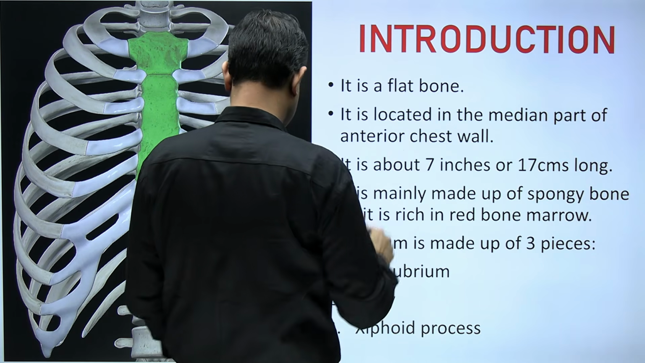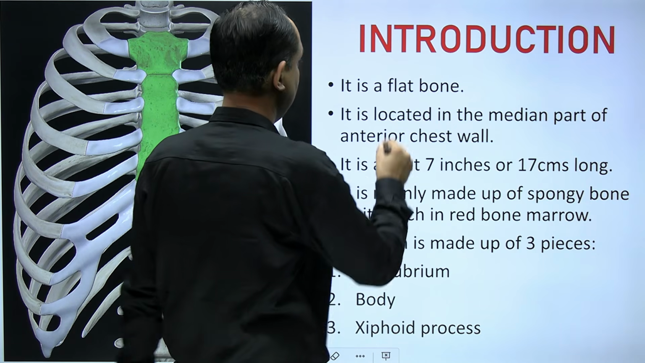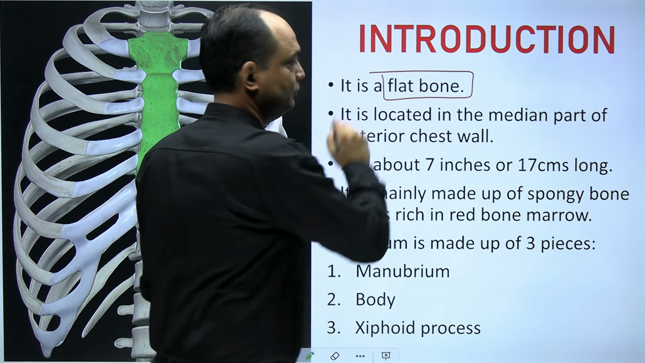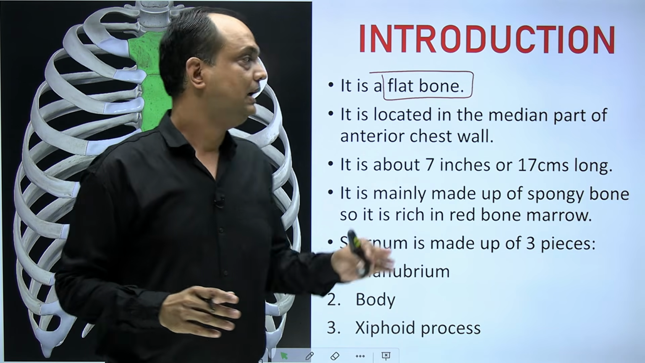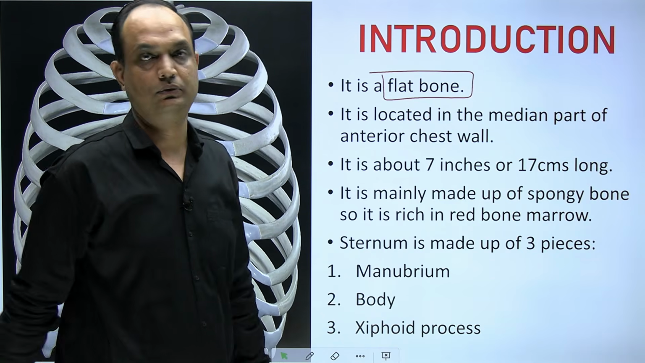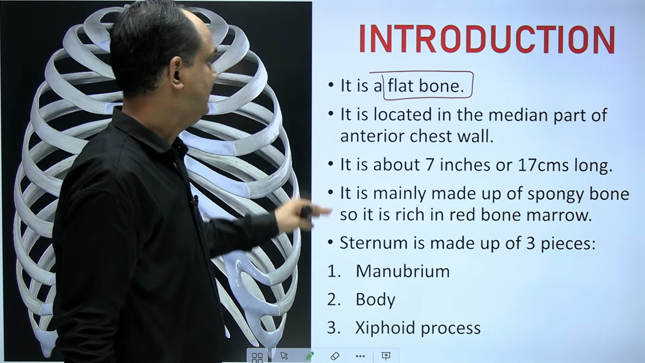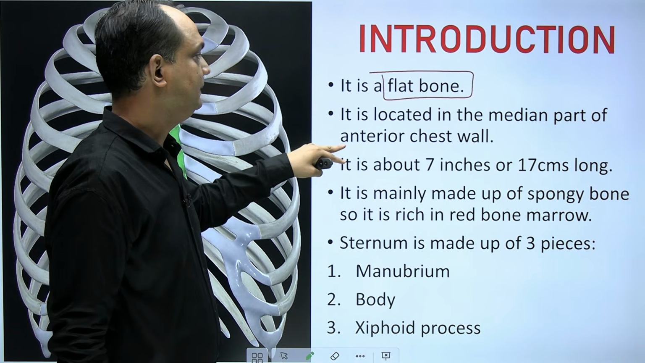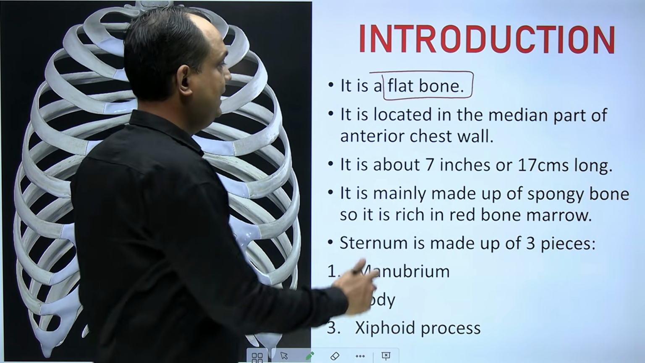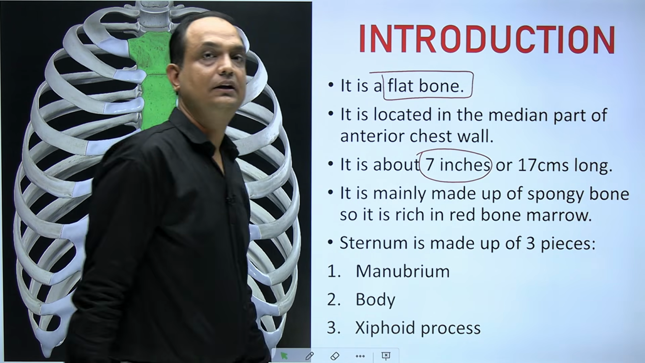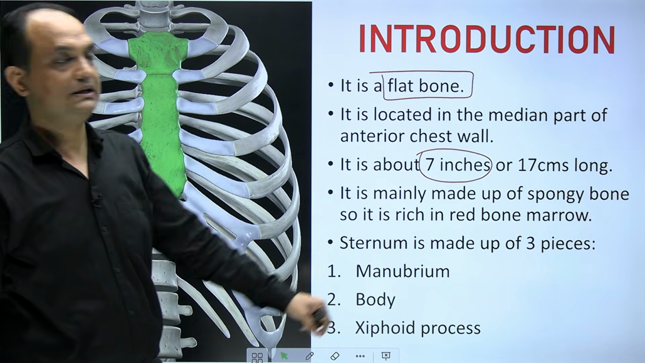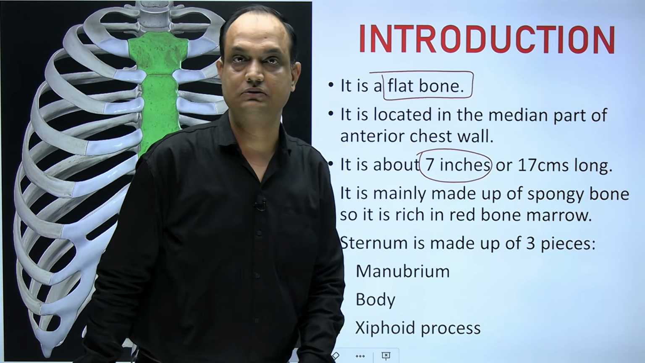So this is the first question: the sternum is an example of? The answer is flat bone, because in general anatomy you have different types of bones, and one type is the flat bone. Now the second question: it is located in the median part of the anterior chest wall, and sometimes you have a question related to the size. It is roughly around 7 inches long, or you can say 17 centimeters long.